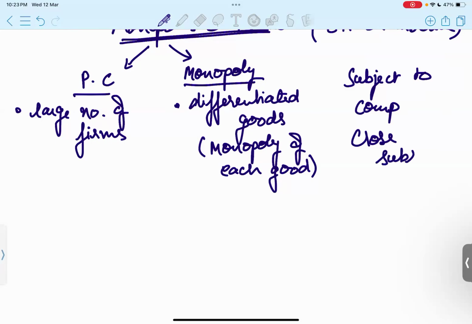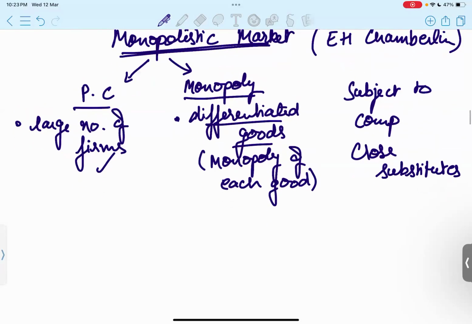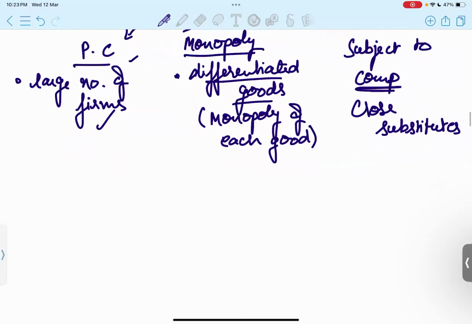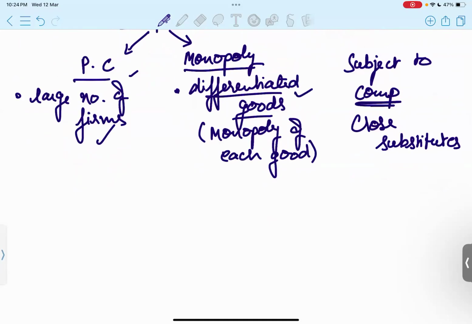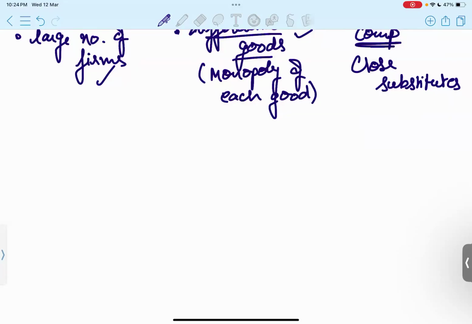Why close substitutes? Because again, differentiated goods are being produced and not homogeneous goods as under perfect competition. So competition is slightly more than what we have under perfect competition, because the homogeneous goods are produced under perfect competition. Here we have the differentiated goods, which bring the monopoly element into the monopolistic market.